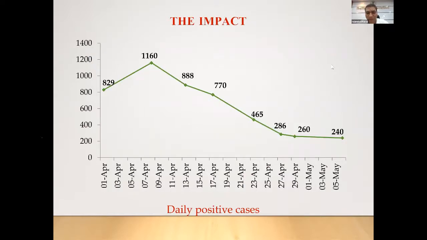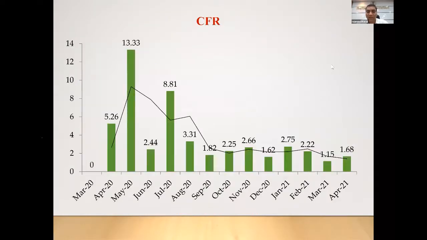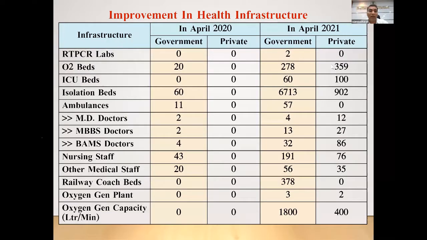This is the graph that I was explaining. By 5th of May, the caseload from 1160 to 1200 went down to 240. Currently, for the last 10 days, it is coming by 50, 60 or less than 70. This is how the death rate also reduced, from 13.33 last May to now less than 1.70. And this is the infrastructure that we were able to develop.